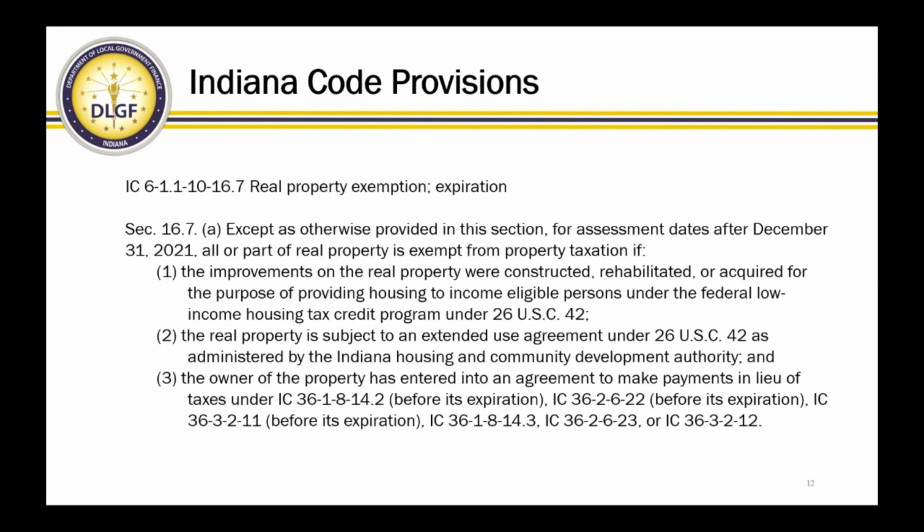There is an exemption for low-income housing, and that specifically is found in Indiana Code 6-1.1-10-16.7. It allows Section 42 properties to be exempt if, and the key word here is if, the owner of the property has entered into an agreement to make payments in lieu of taxes, or a PILOT program. So there can be some situations where Section 42 properties are exempt from taxation. However, there must be a PILOT program in place.